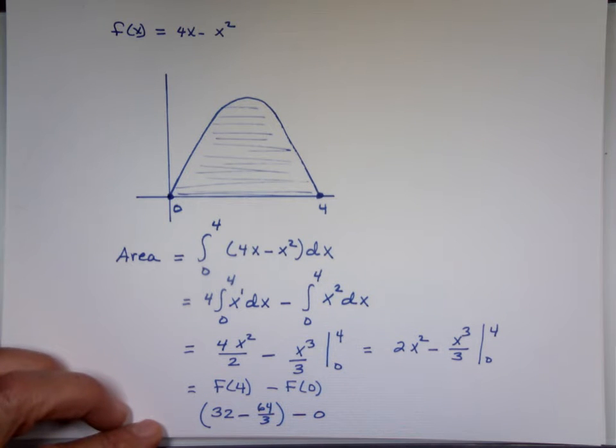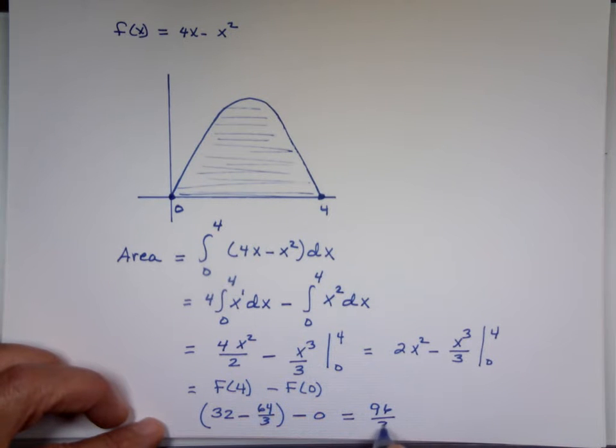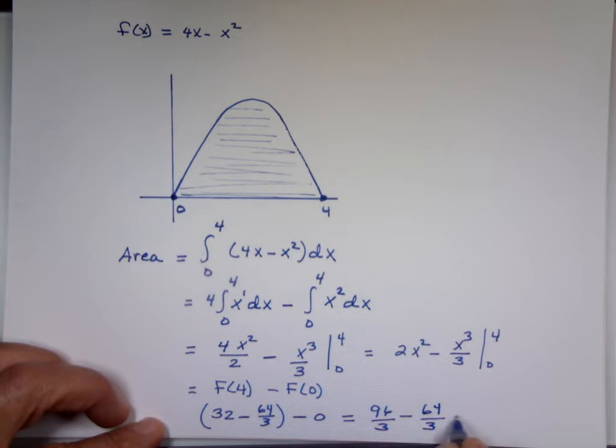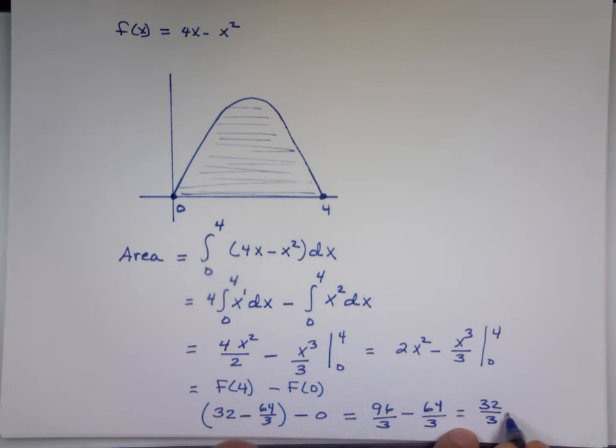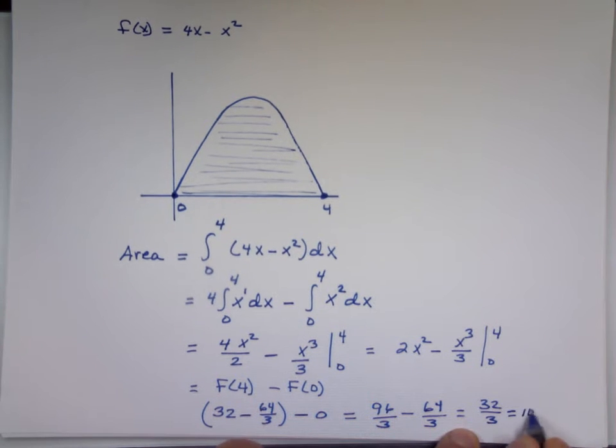If you need to add or subtract, you need a common denominator. That's 96 over 3 minus 64 over 3. You end up with 32 over 3, which is what? 10.666 if you want to round it.